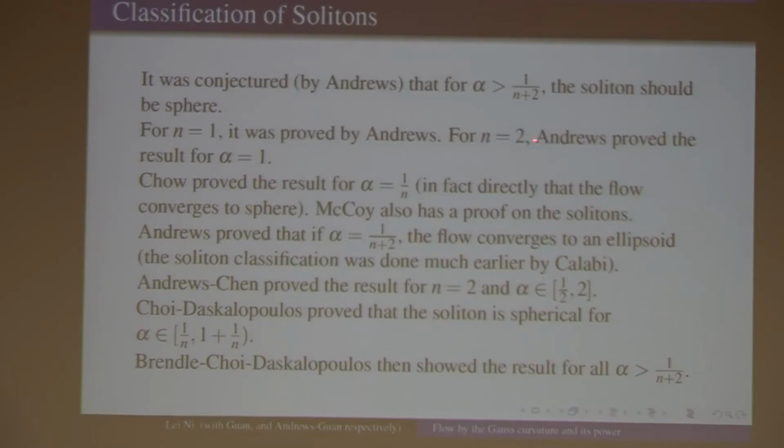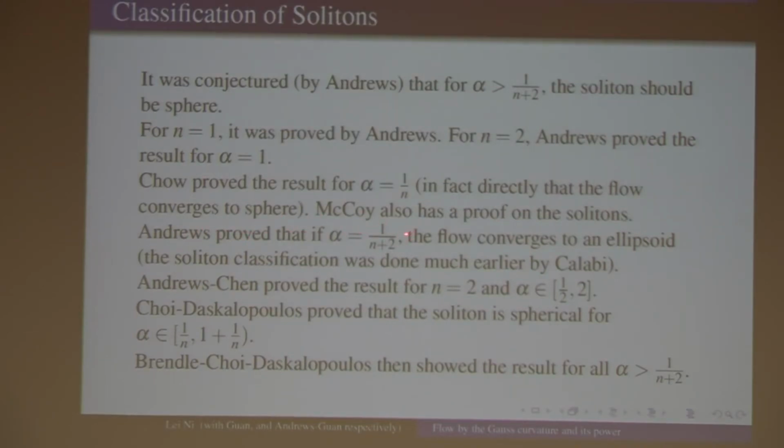For m equals 2, as I said, he proves it for alpha equals 1, and then later on generalized it for other alpha. So did I make mistakes? I think the paper originally is alpha equals 1, but somehow it's alpha equals 2. So I think it's alpha equals 1. This is the mistake. And also, of course, Ben Chow proved it for alpha equals 1 over m, but he really basically proved the whole flow converges to a sphere directly.